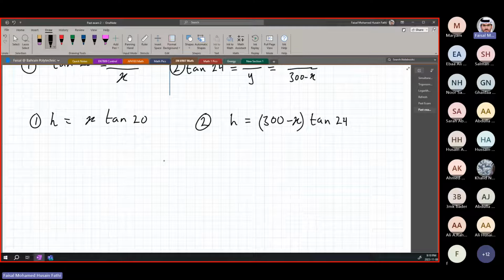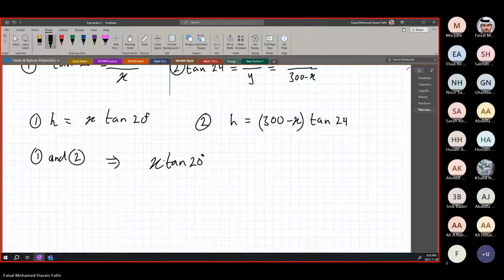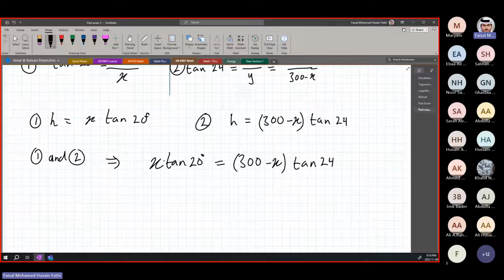So h is equal to x tan 20 and h is equal to 300 minus x tan 24. Since h has to be equal to h, we can simply say that 1 and 2 give us x tan 20 degrees is equal to 300 minus x tan 24. Okay, let's get tan 20 and tan 24 now on the calculator, quickly.